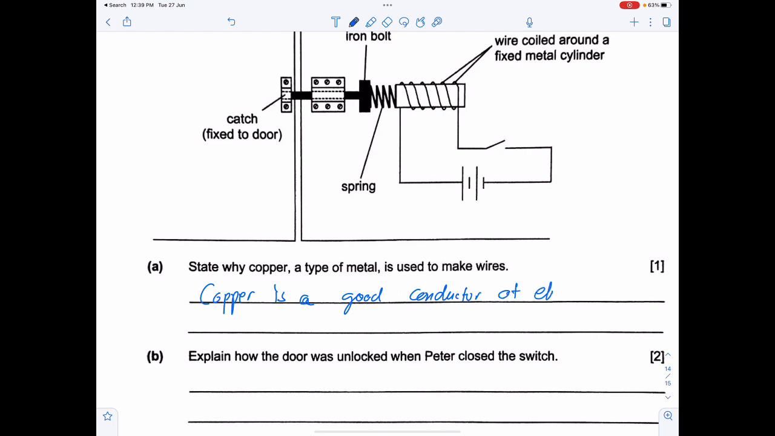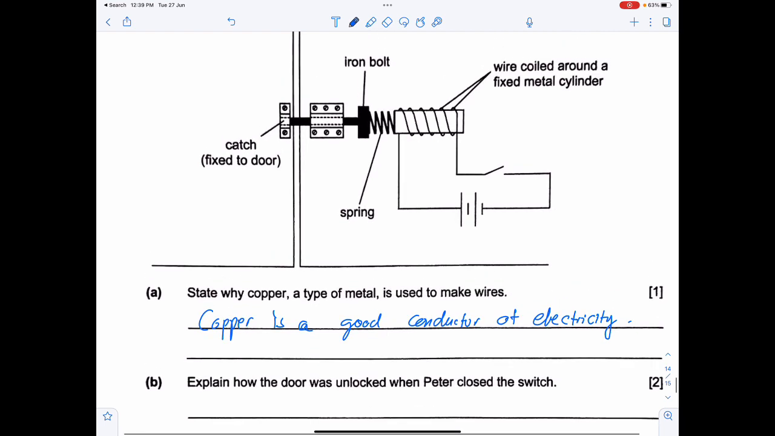Right? Then you can allow your electricity to pass through. Explain how the door was unlocked when Peter closed the switch. So when doing this, you always trace in order to help yourself.